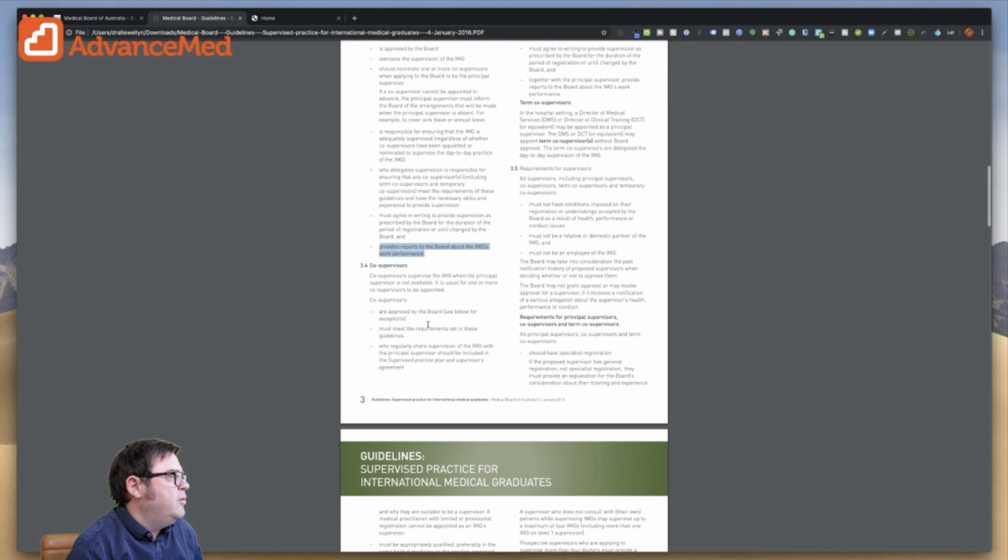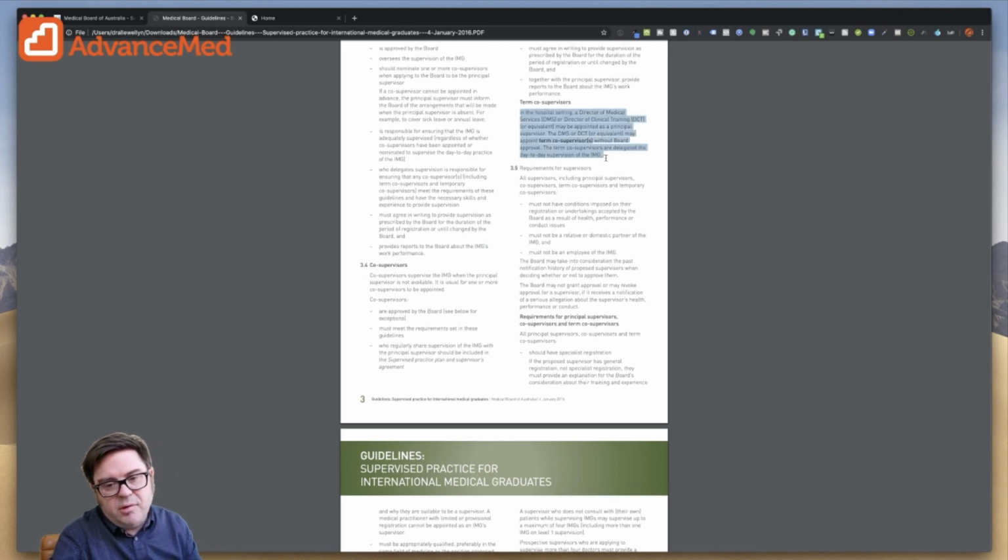Then there's sort of duties of co-supervisors, and then there's also term co-supervisors. So when I said one of the changes was to sort of limit the number of people who can be supervised, particularly under some of the more direct levels of supervision, that created a problem for hospitals, where often you would have IMGs appointed to like resident jobs where there is quite a lot of support, but people are changing a lot, and it isn't uncommon, and wasn't uncommon for one person to be the nominated supervisor for a number of people. So you can see here that something like the director of medical services or director of training may be actually appointed as a principal supervisor for a number of doctors, and then they can allocate term co-supervisors to look after them through the rotation.